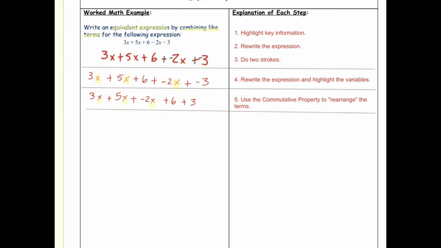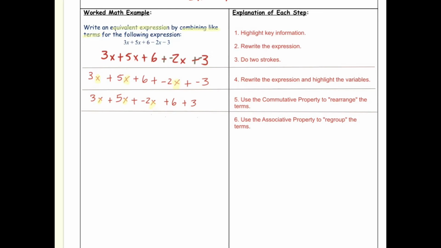Now for our sixth step, we are actually going to regroup things. I'm going to add parentheses to the terms that have the same variable. So I'm going to use the associative property to regroup the terms. I'm going to add a parenthesis in front of 3x and then after negative 2x, and then another one in front of the 6 and behind the 3.